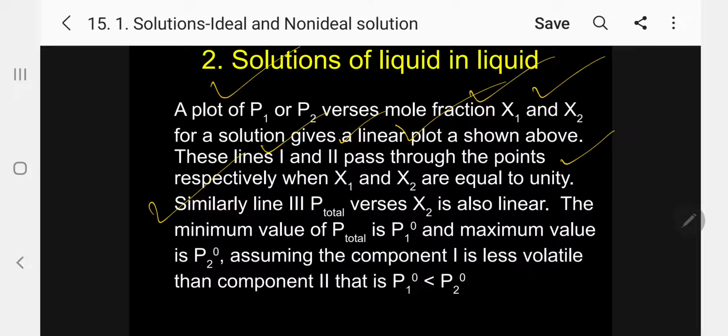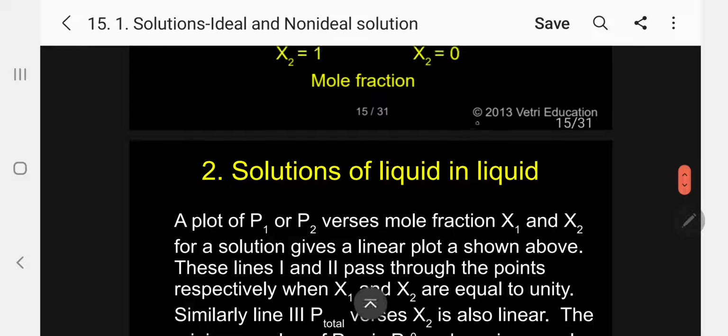Similarly, line 3, that is P total versus X2, is also linear. The minimum value of P total is P1 naught and the maximum value is P2 naught, assuming component 1 is less volatile than component 2. That is, P2 naught is more volatile than P1 naught. Kindly follow this; this is what we understand from this diagram.